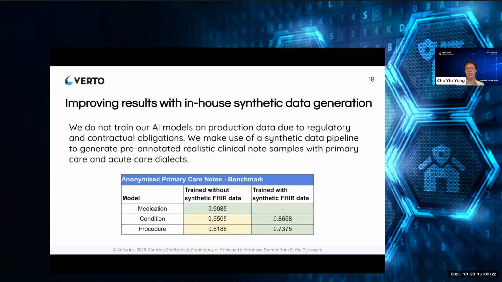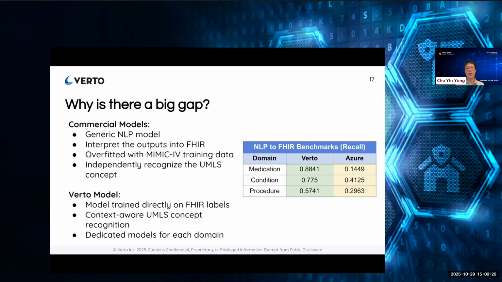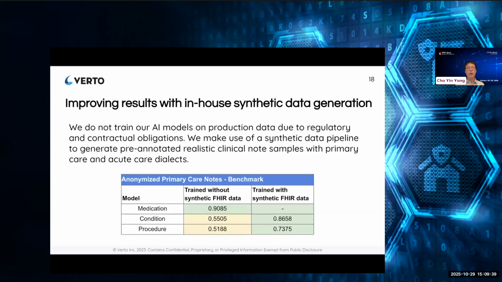We're not done from there. We're not happy with our current statistics. You're seeing here that in medication, we're 88%, 77% on conditions, and a less than ideal 57% on procedure, even if we beat Azure on all counts. We have been improving our results with an in-house synthetic data generator. We don't train our AI models on production data due to regulatory or contractual obligations.